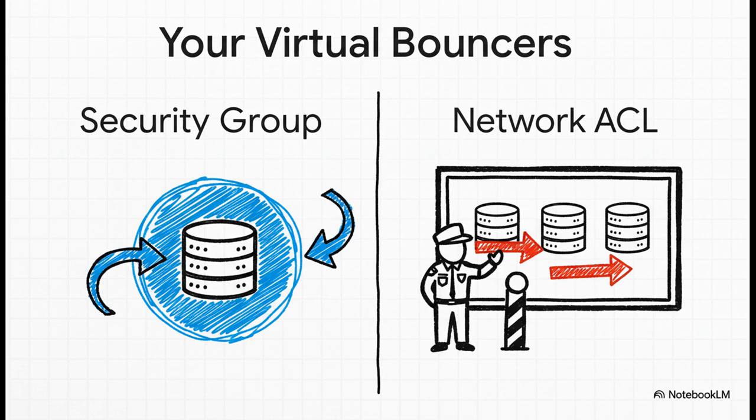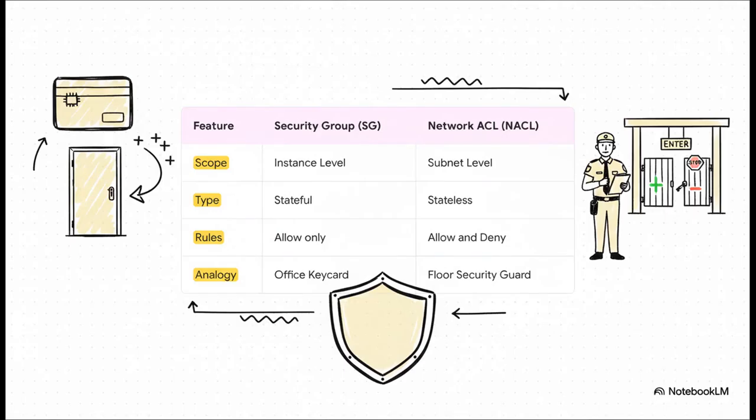The cool thing is, they're stateful, which means if you let someone in the door, the bouncer remembers their face and automatically lets them back out. Then you have network ACLs. These guys guard the entrance to an entire subnet, the whole room. But they're stateless, so they have a terrible memory. You have to give them an explicit rule for letting people in and a completely separate rule for letting them out. This table just lays it all out perfectly.